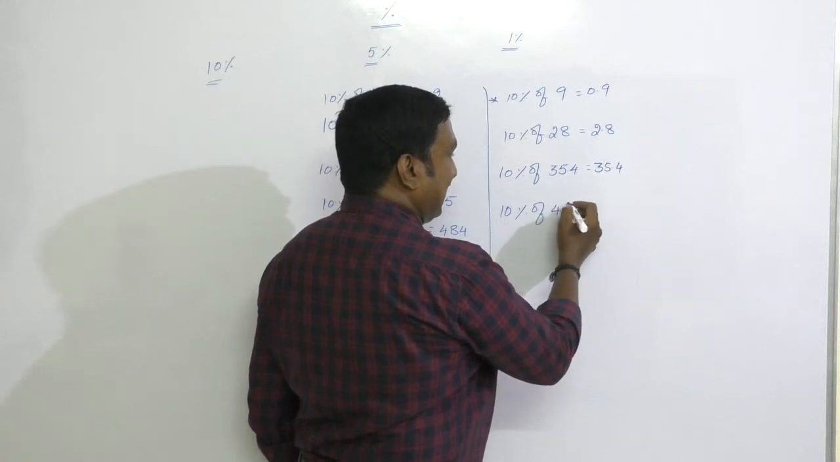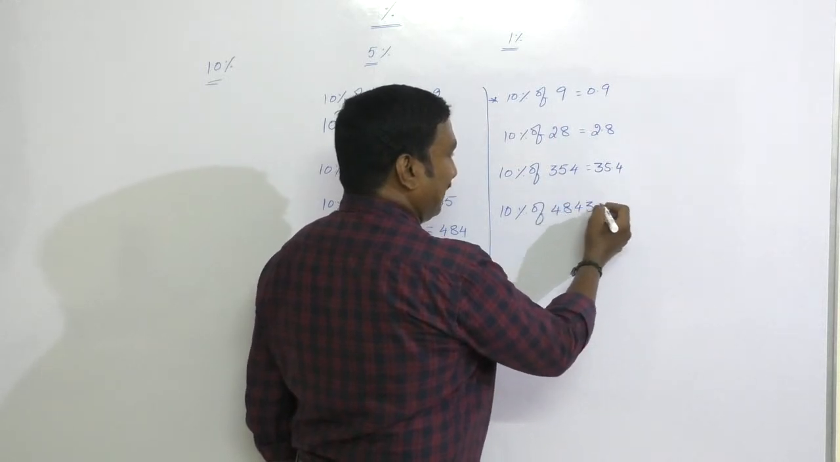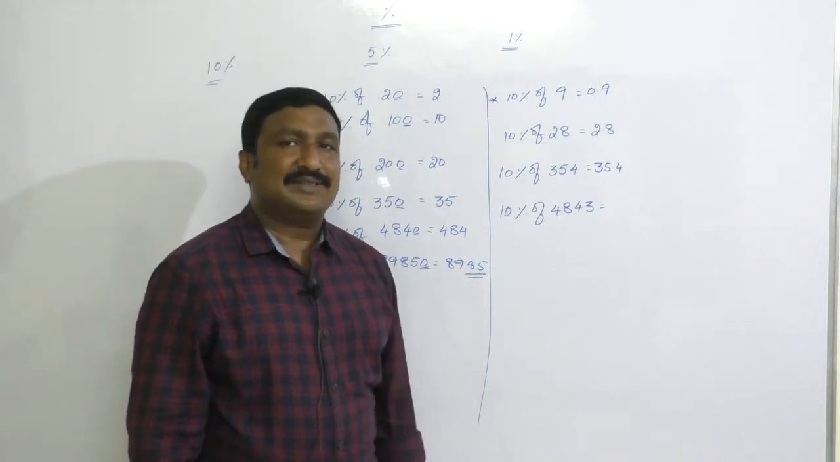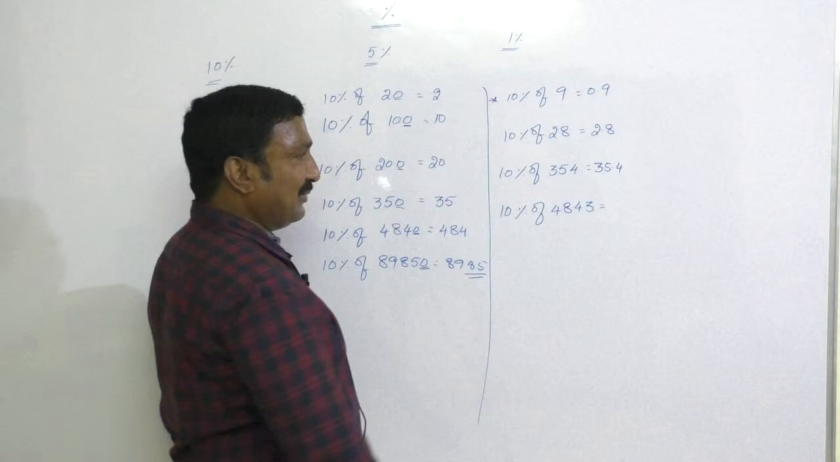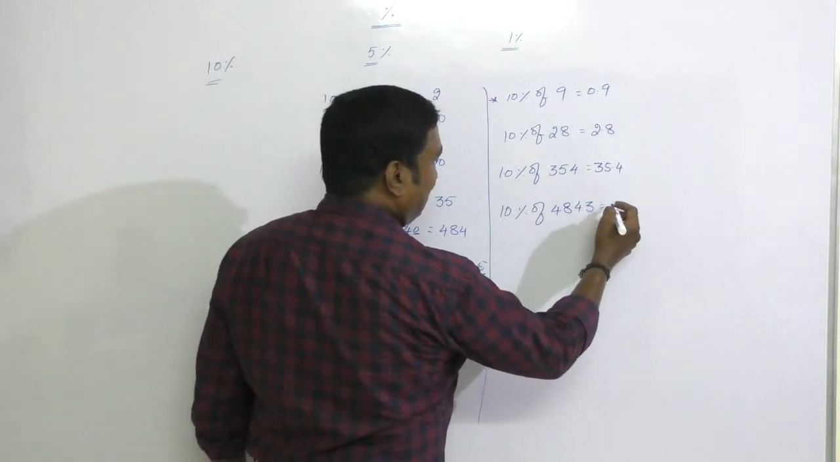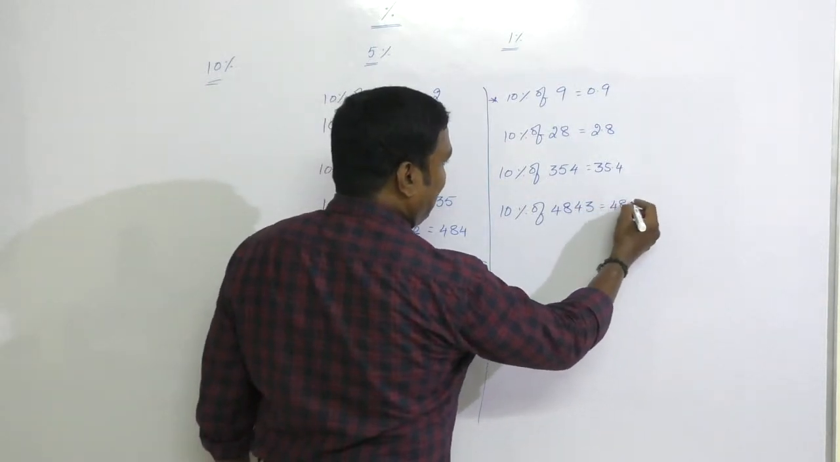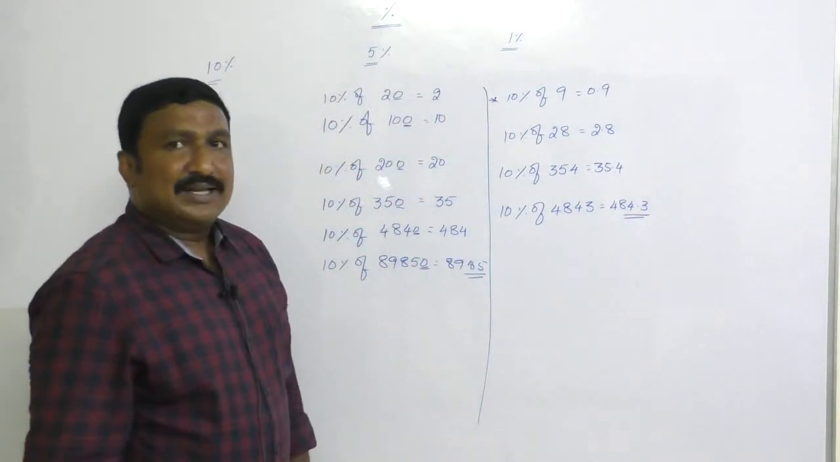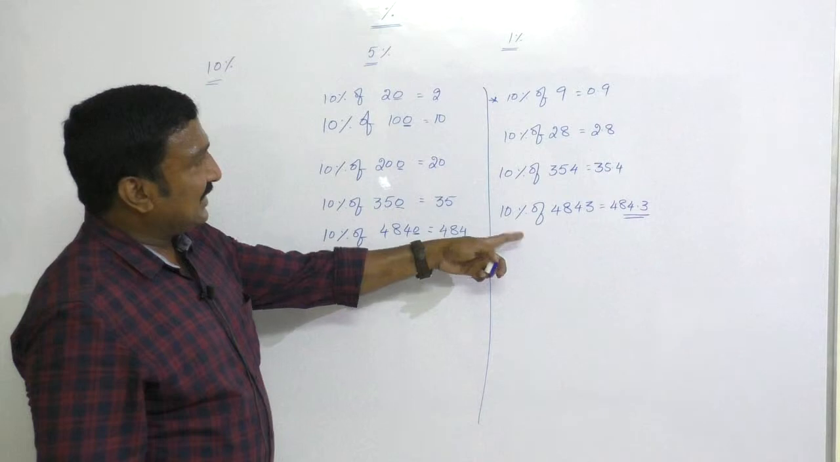Okay friends, 10% of 4843. Here also we have to take 10% of this number. Take the decimal from the last number, so the answer is 484.3. Okay friends, so I took all single-digit-ending whole numbers.